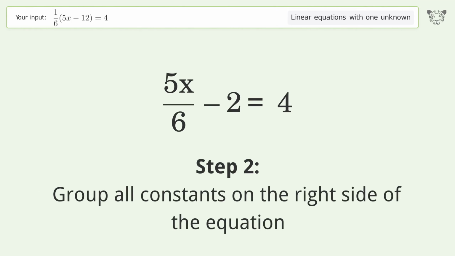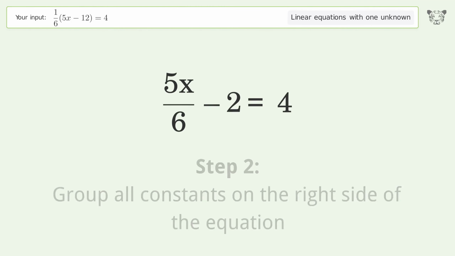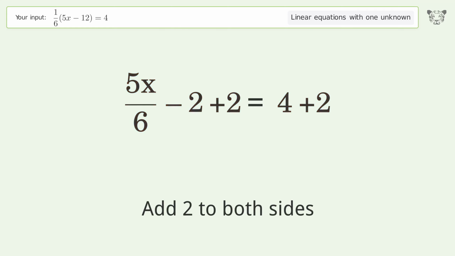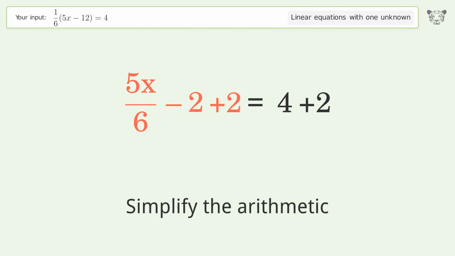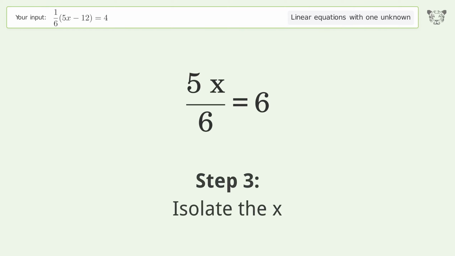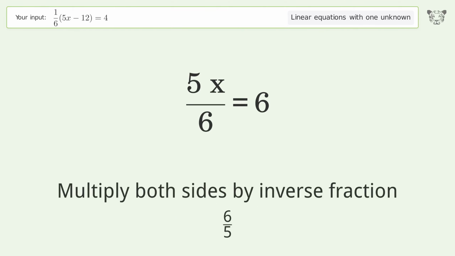Group all constants on the right side of the equation. Add 2 to both sides. Simplify the arithmetic. Isolate the x. Multiply both sides by inverse fraction 6/5.